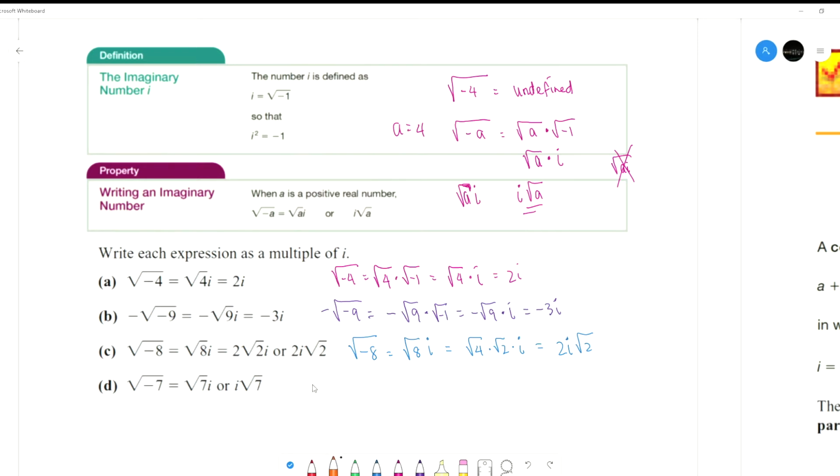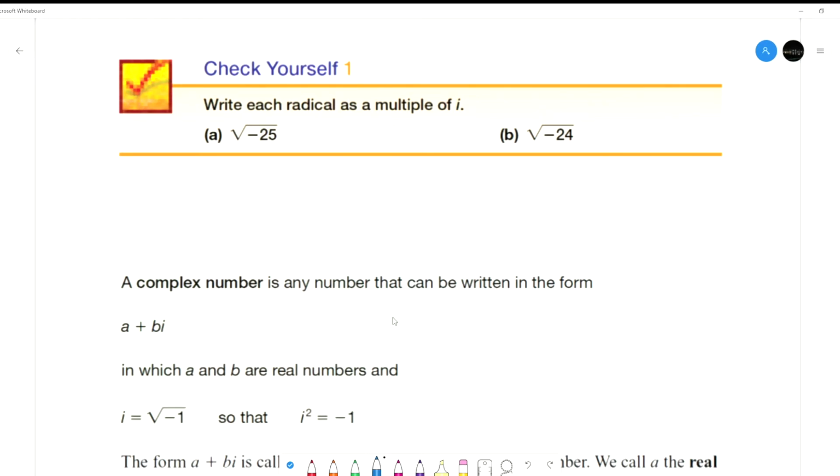Last one. Square root of negative 7 is equal to radical 7 times i, or as preferred, i radical 7. Any questions with this? Almost everyone is able to do it. Very few people are not able to.